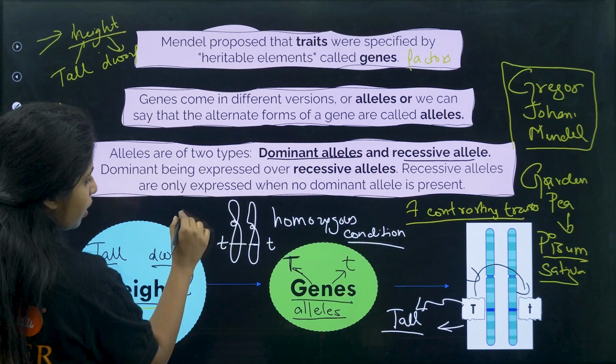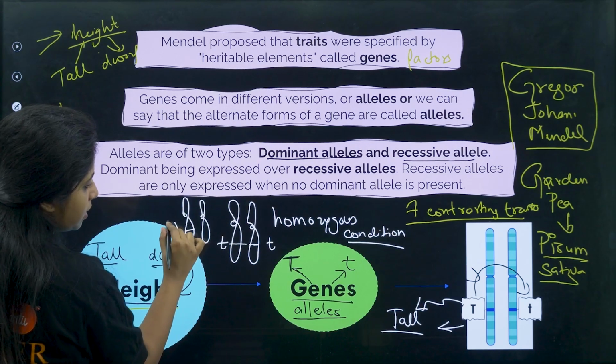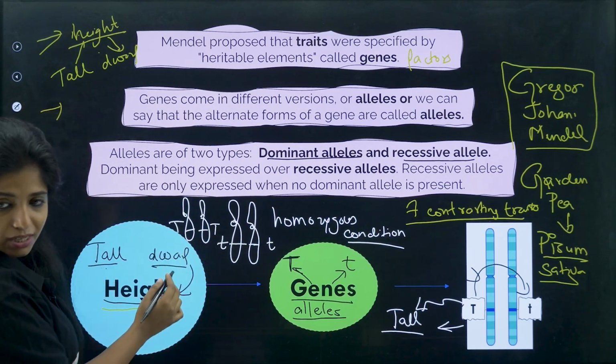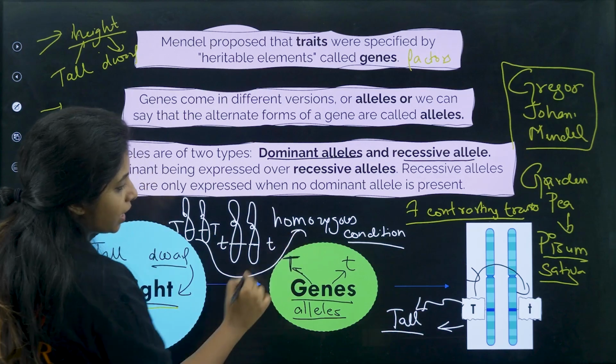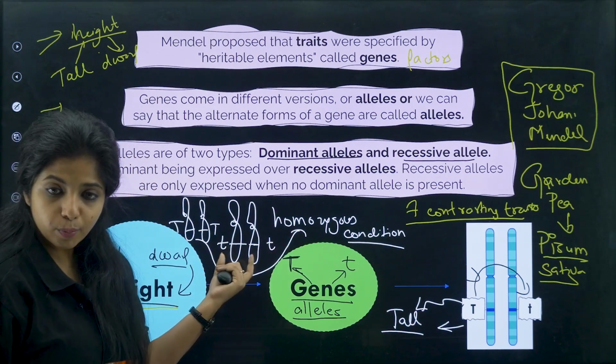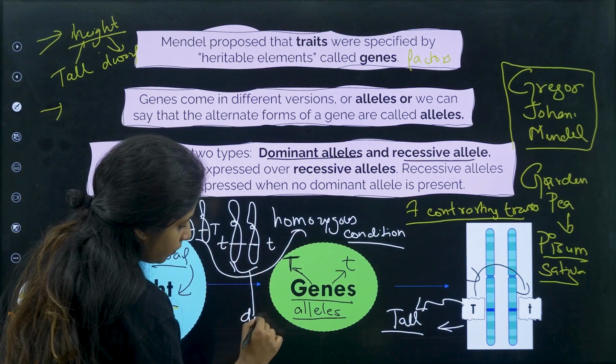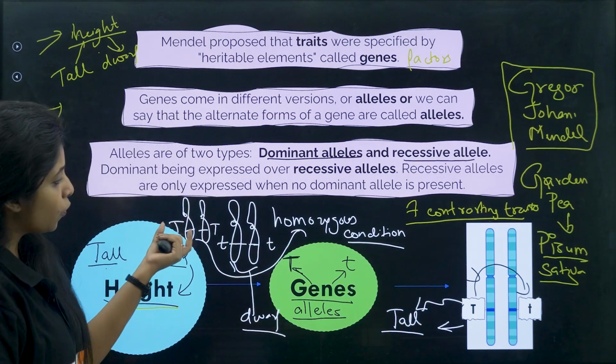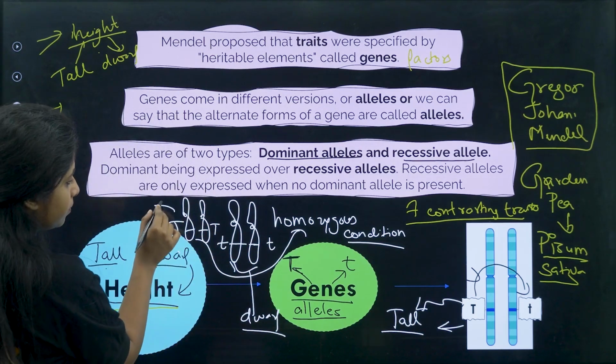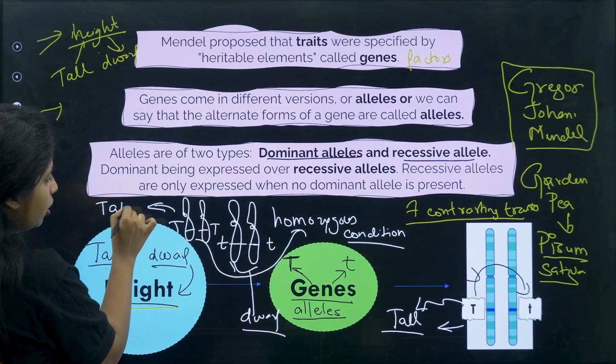For example, over here you have this. Similarly, there is capital T, there is capital T. Still, the alleles are the same, so I will call it a homozygous condition. A plant with a pair of alleles like this will be dwarf because there is no dominant allele. Over here, when I see capital T, this is dominant. So, anyways, it will be tall only.